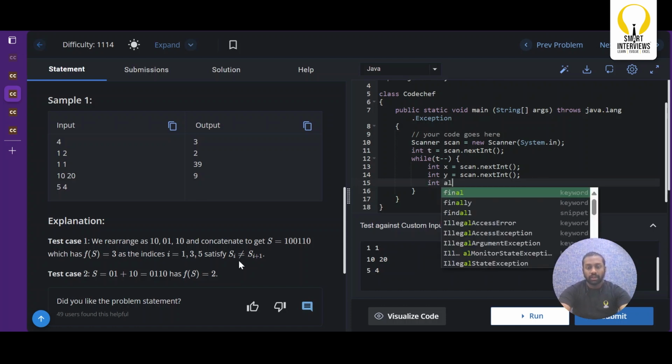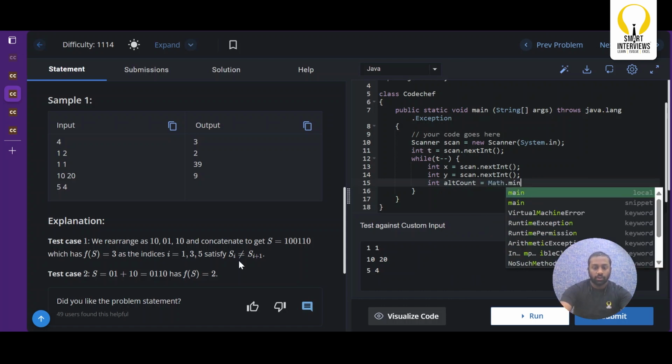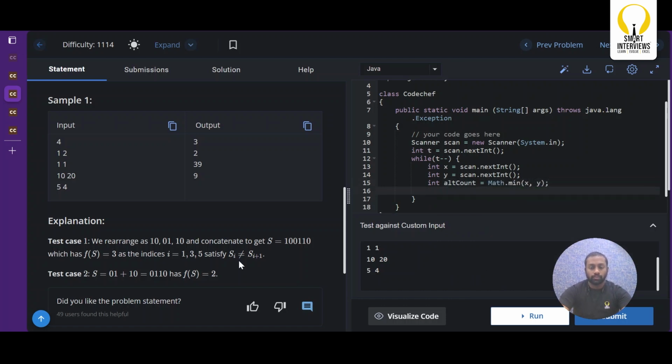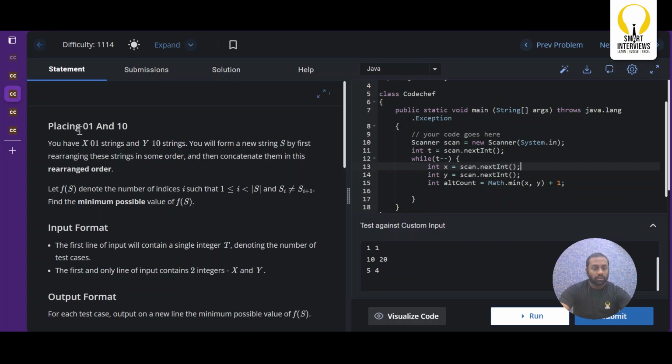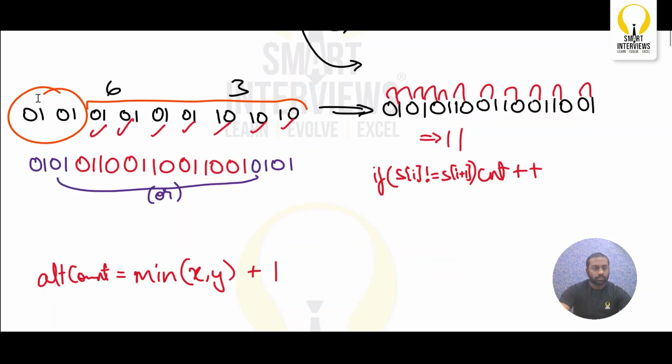Now among these I can get the alt count, math.min of x comma y. Now for these alt count times, it is not even x comma y plus 1, and I need to know which of these is maximum, right? I need to know which of these is maximum. So x 01 strings, y 10 strings.